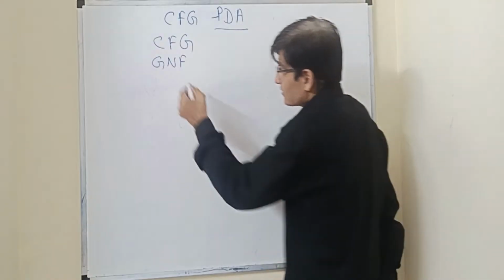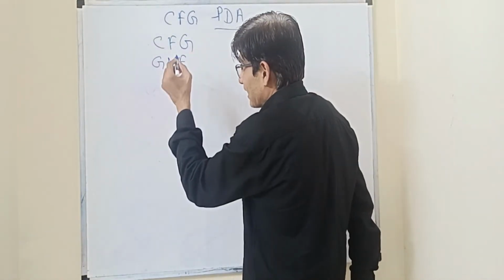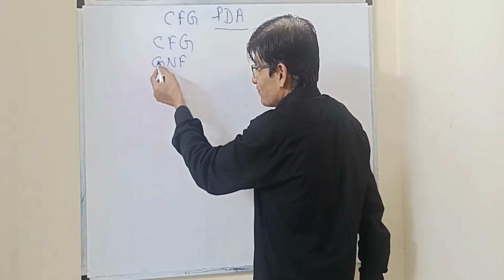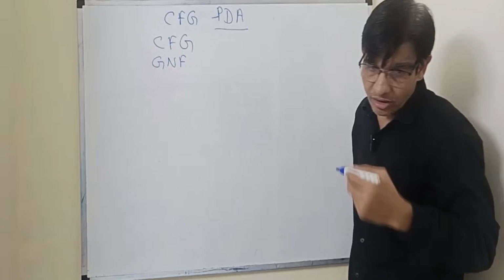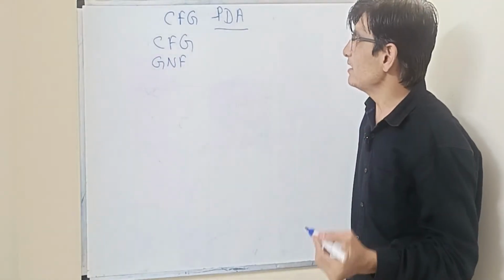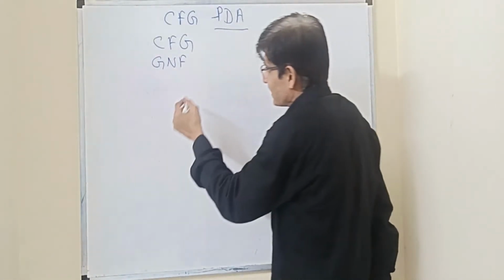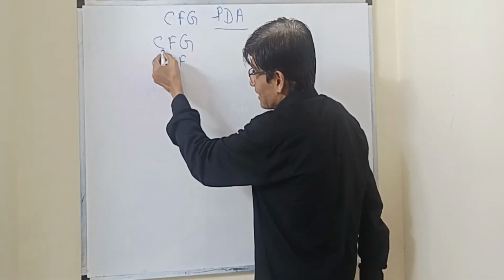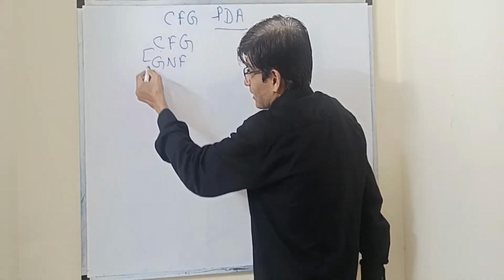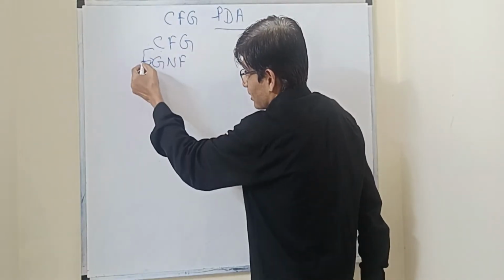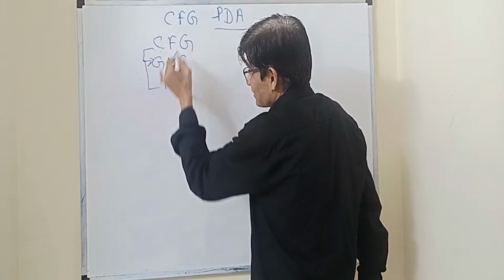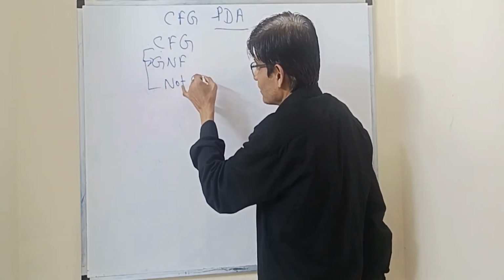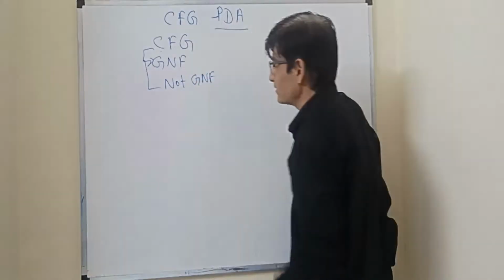So in case of CFG, we can convert the CFG first into GNF, or we can directly convert the CFG into PDA. So two categories are there: either your CFG is in GNF, or your CFG is not in GNF. So you can have two types of grammars.